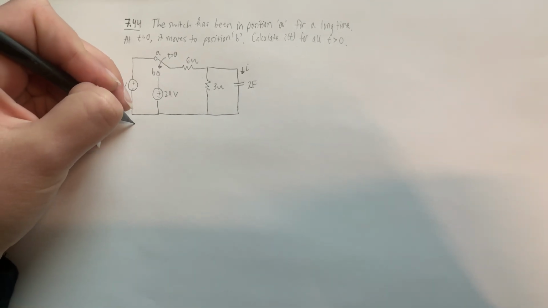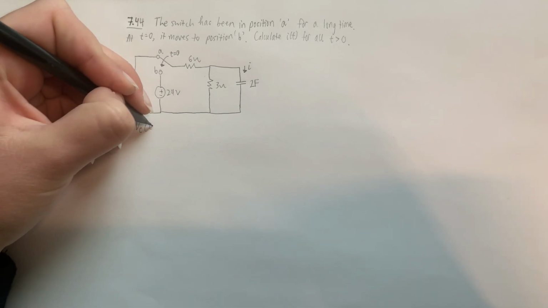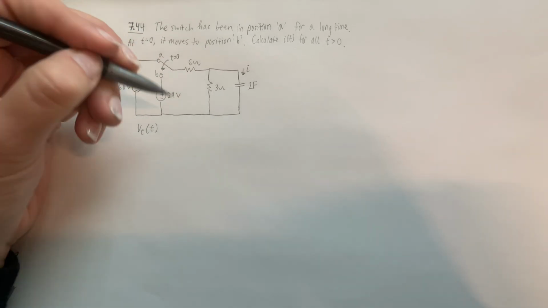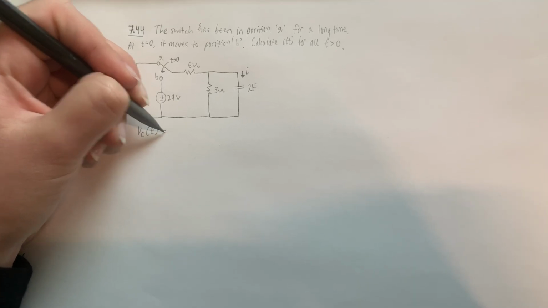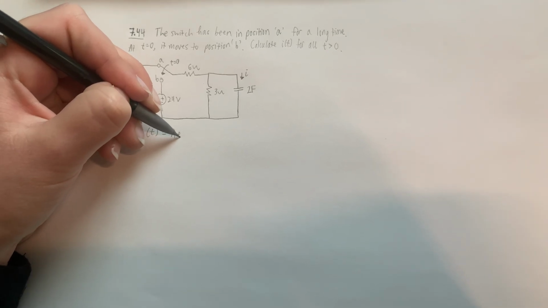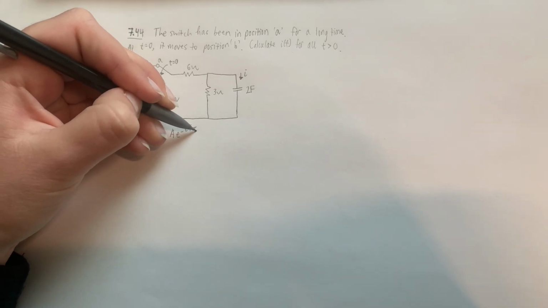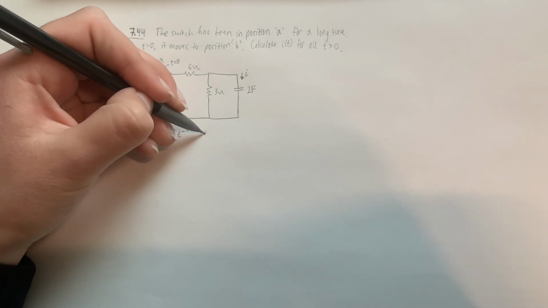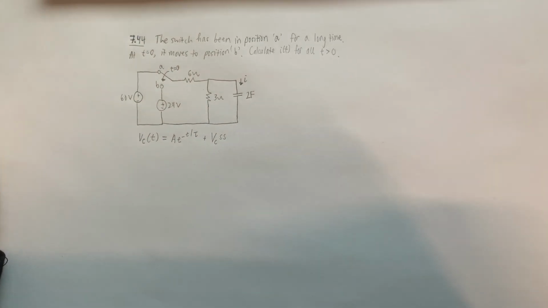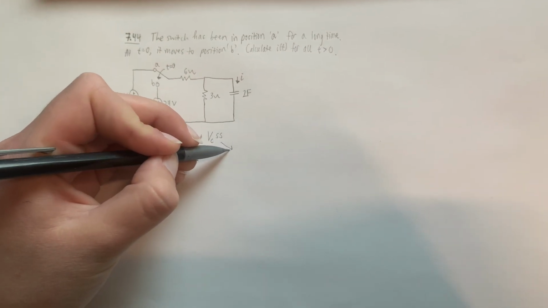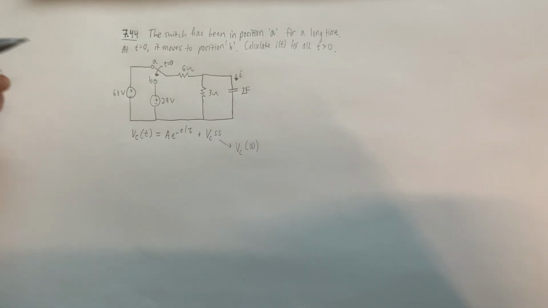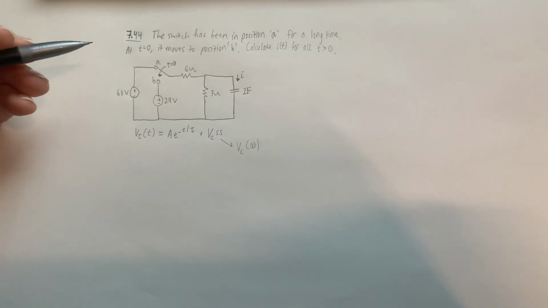So voltage across the capacitor, we write Vc of t. It's a function of time. The C designates capacitor. So I have a formula for voltage across the capacitor. It equals some constant A times e to the negative t over tau, a time constant, plus the voltage across the capacitor in steady state. This also means voltage across the capacitor at time equals infinity. This is my solution for voltage across the capacitor.